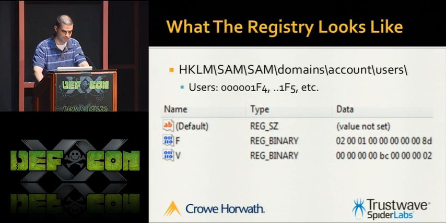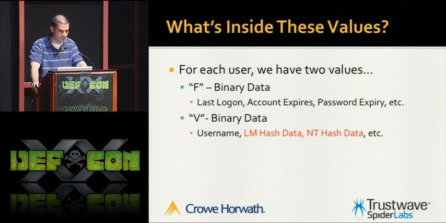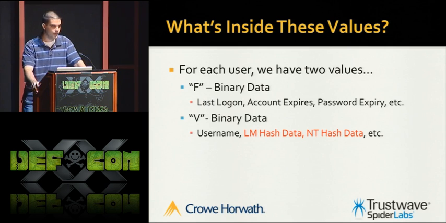I don't even know. Turns out the F key handles a lot of the policy information. So does the user's password expire? Do they have any logon hour restrictions? When did they last log on? Stuff like that. The V key, though, handled all of the goodies that we wanted: the username, and then the LM hash data and NT hash data.